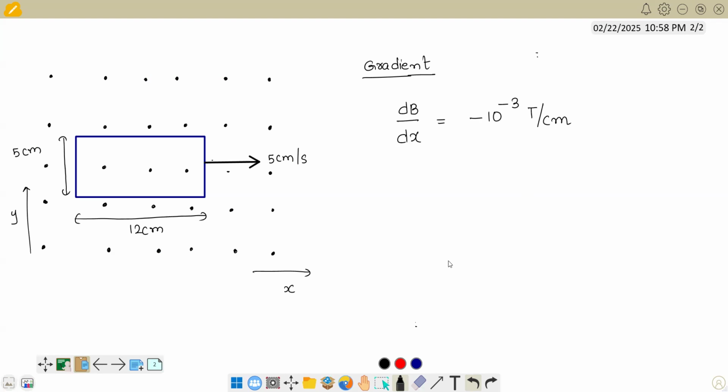Can you think about any other chapter where we have a gradient along the negative x direction? In conduction, where heat flows from high temperature to low temperature, here also we have a gradient along the negative direction. What is the meaning of a gradient along the negative direction? That means when you are traveling along the positive x direction, the temperature decreases. That is what the negative gradient means. So negative x direction gradient means simply dB by dx equals minus 10 power minus 3.